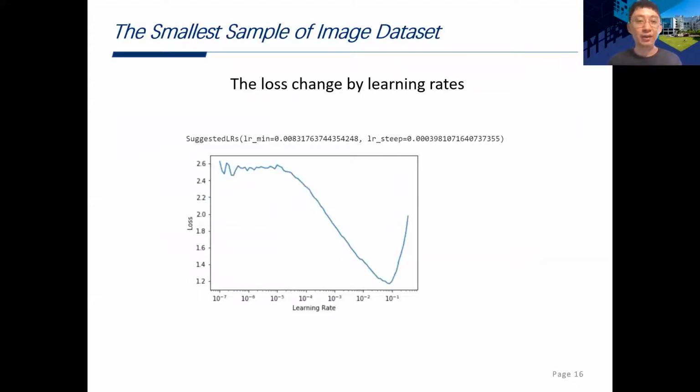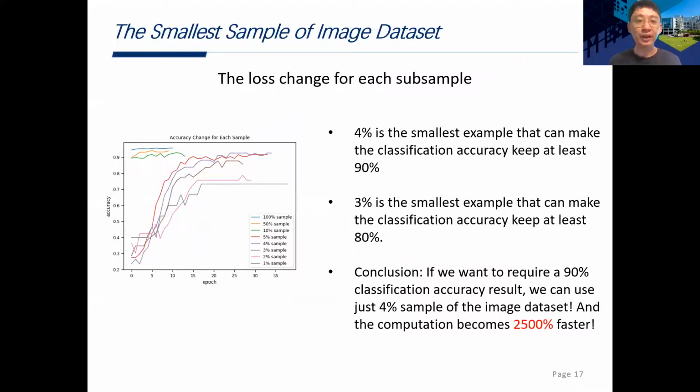And this is our loss change by the learning rate. As you can see, the loss change by Fast AI gives a suggested learning rate for us to consider. Next, please. And here is our result of the smallest sample of the image dataset.